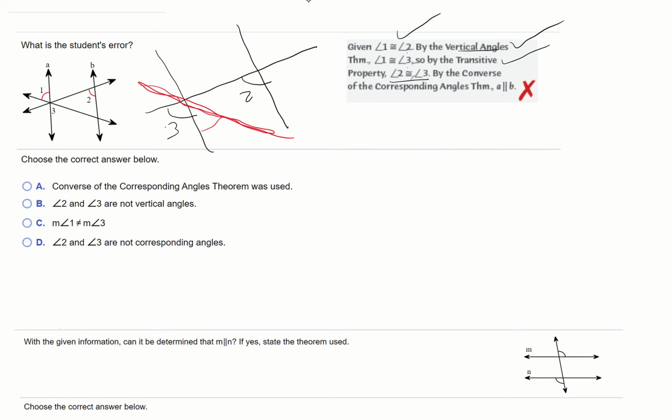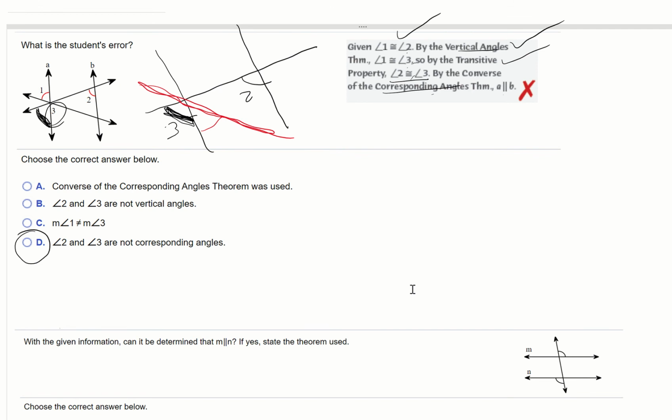According to this diagram, it would be down here. This would be the corresponding angle to angle 2, which in this diagram would be this angle right here. So this is the corresponding angle in the diagram, not this angle. And so they're using the wrong theorem here. These are not actually corresponding angles. So the error here was that angle 2 and angle 3 are not corresponding angles, and so the flaw in the logic falls short here.